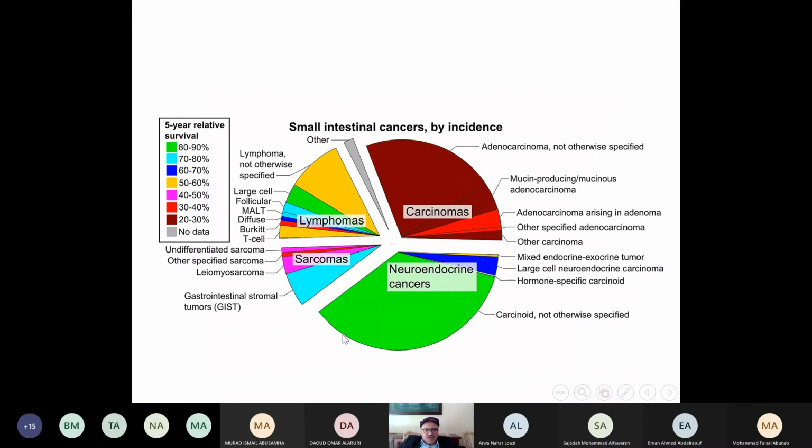And this pie chart represents the percentages of small intestinal tumors. So these are the adenocarcinomas, and these are the neuroendocrine tumors, including carcinoids. These are the sarcomas, which we call the gastrointestinal stromal tumors, and these are the lymphomas.